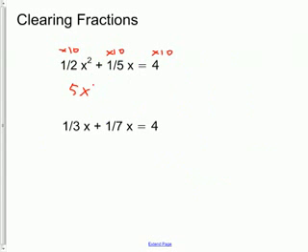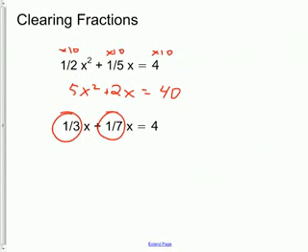And I'd have half of 10 is 5x squared. 10 times 1/5 is 2x. And 10 times 4 is 40. And now, voila, I have a true statement that is fraction-free. See what I did there? So you multiply through by the common denominator. What's a common denominator for thirds and sevenths? 21sts. So I can multiply by 21 here, and here, and here.